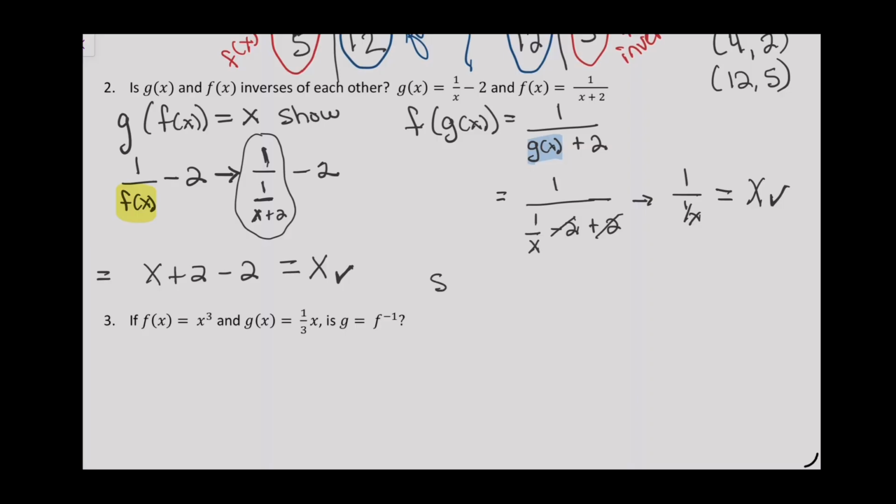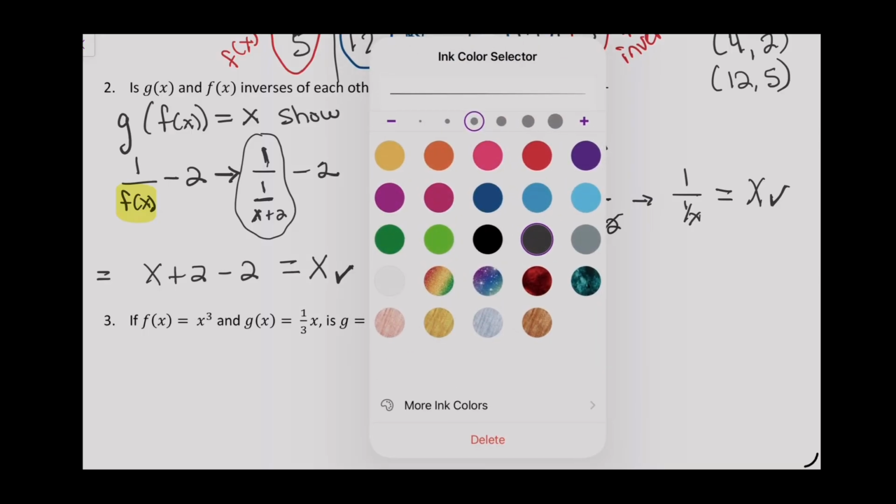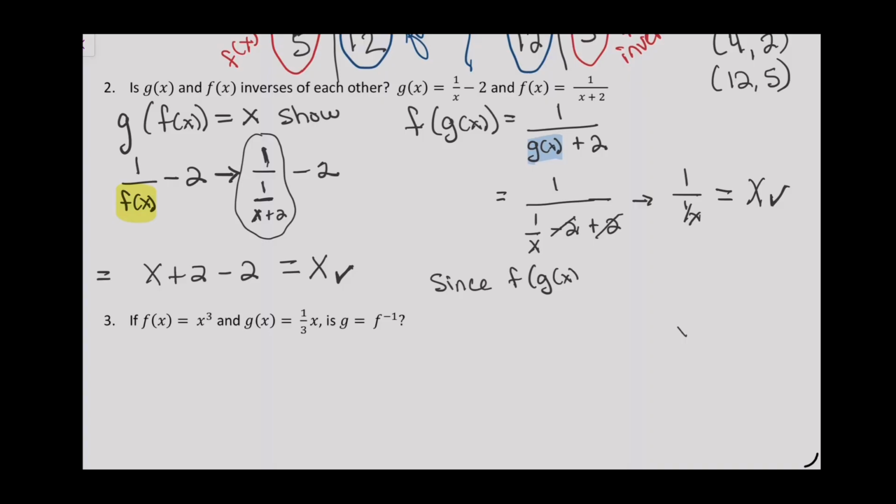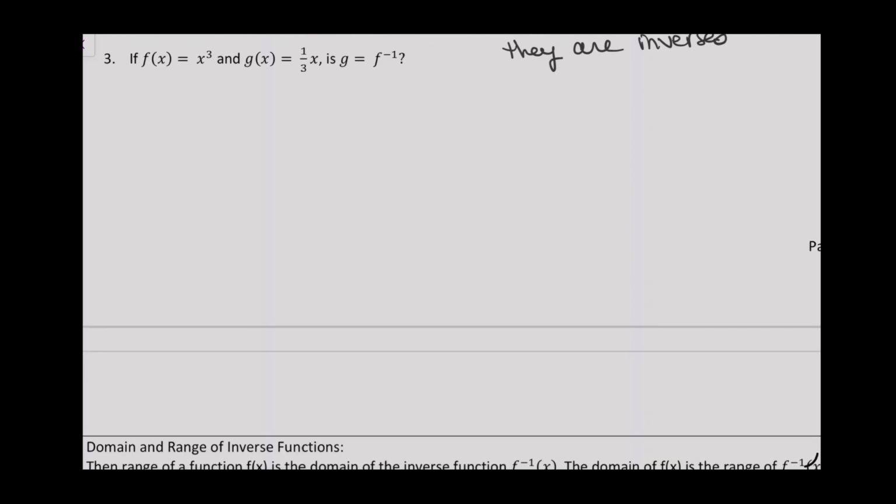So I'm going to summarize and say, since f of g of x is equivalent to g of f of x, which is equivalent to x, they are inverses of each other. Okay? All right. Let's move on to example 3 here, which is, suppose we have this function f of x, which is x cubed, and g of x, which is 1/3 x. Is g, the function for g, an inverse function for f?